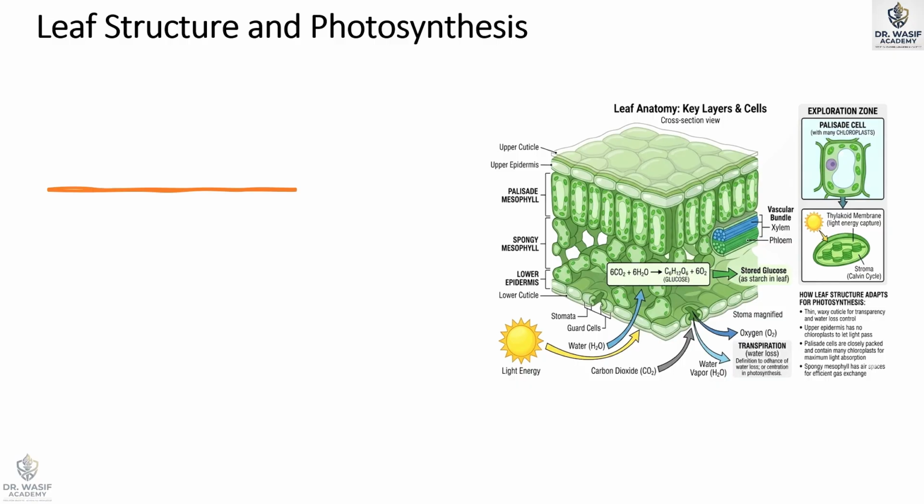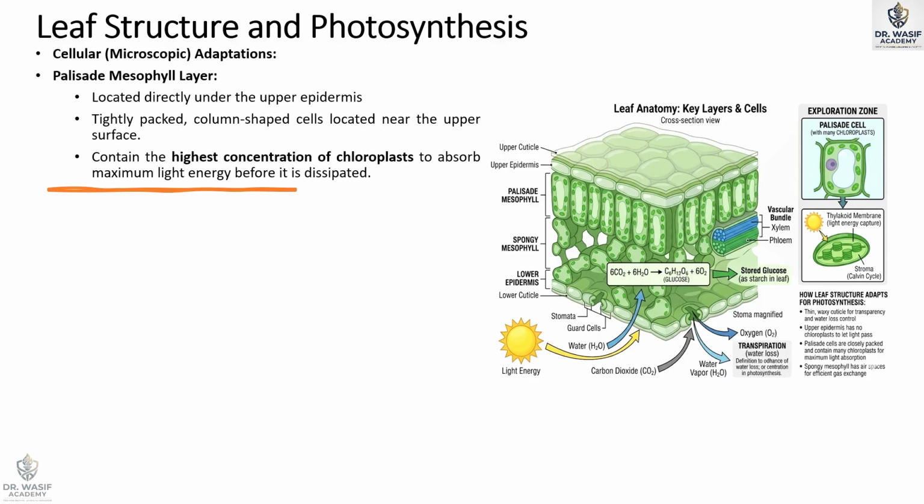Now let's peel back the surface and look inside the leaf with a microscope. The interior of a leaf is organized into very specific layers, each with a specialized job. First, right under the top skin, we have the palisade mesophyll. In this diagram, this is the palisade mesophyll. These cells are palisade mesophyll cells. These cells are shaped like tall columns and are tightly packed together.